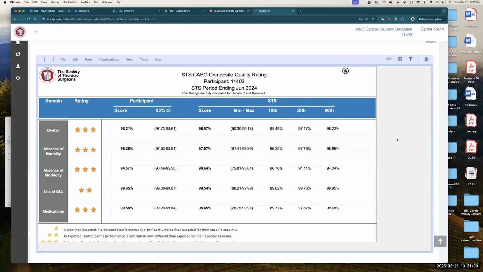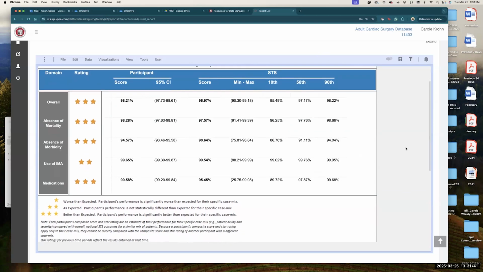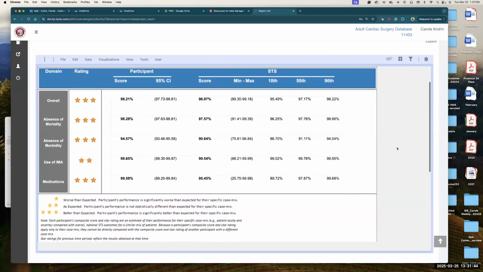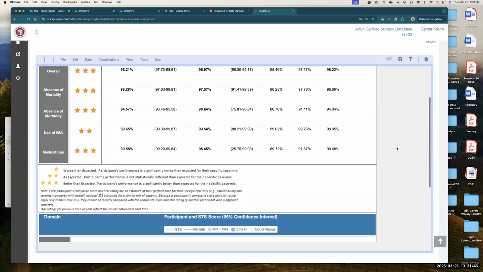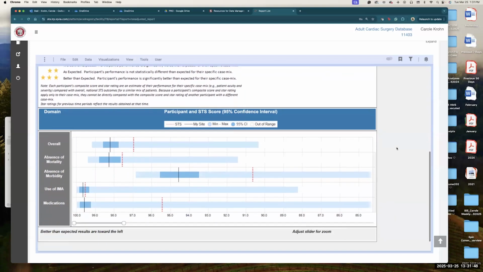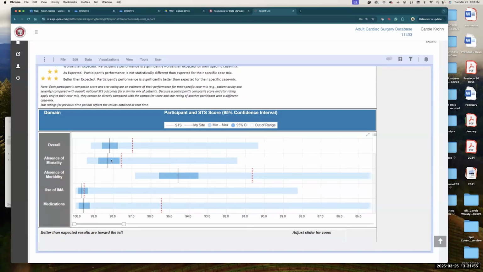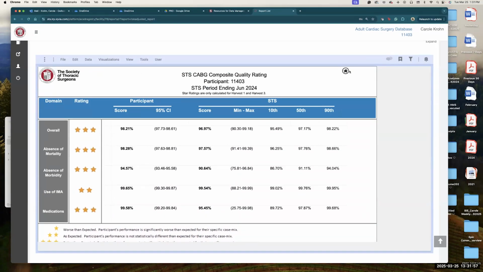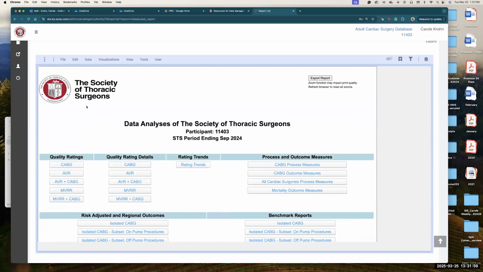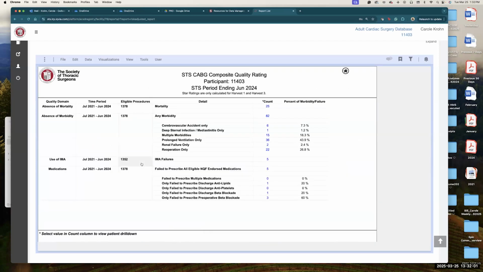While we have you, Carol, can you talk about how volume plays into the star ratings? Yeah, sure, I sure can. The way you'll see this is your confidence interval, and I don't know how many patients this site has, but let's see if I can pull it up. This site had a pretty good number, 1,378 patients that fell into this analysis for absence of mortality. That's a pretty good number.